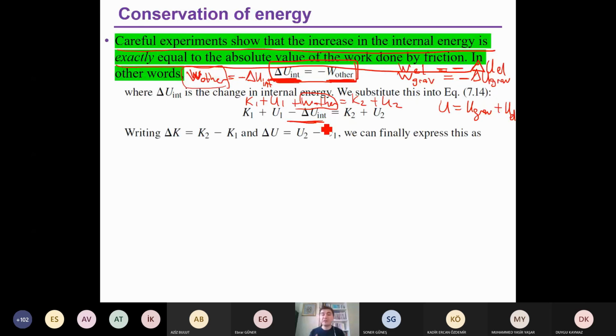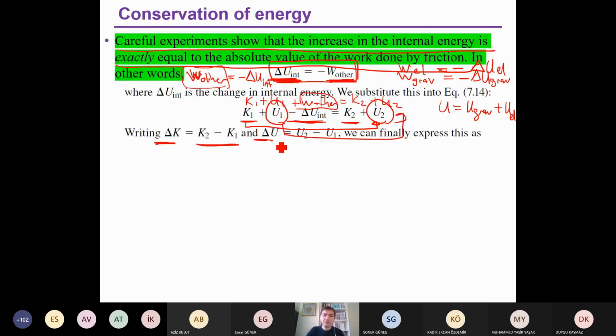What is the meaning of internal energy? Internal energy is related to the temperature of the system. So you change the temperature of the system, as I explained in the previous transparency. Remember that delta K is given by K2 minus K1. Here we have K2, here we have K1. Take this one to the right side. And here we have U2, here we have U1. Take this one to the right side. And delta U is given by U2 minus U1.